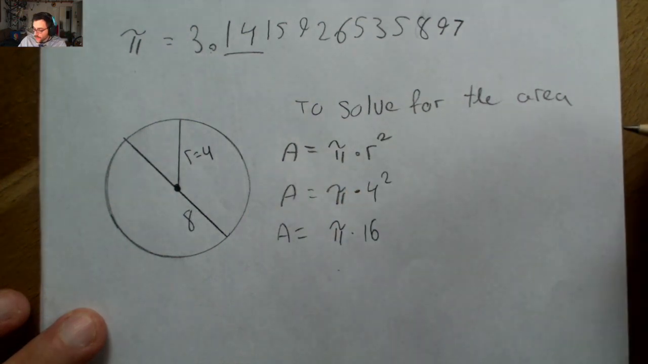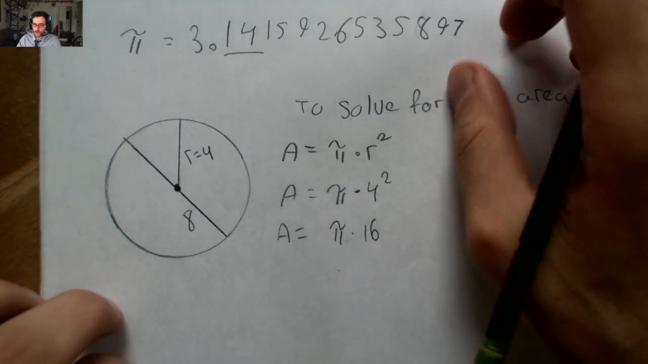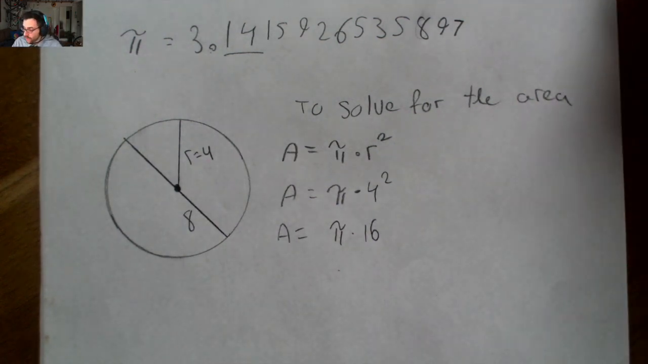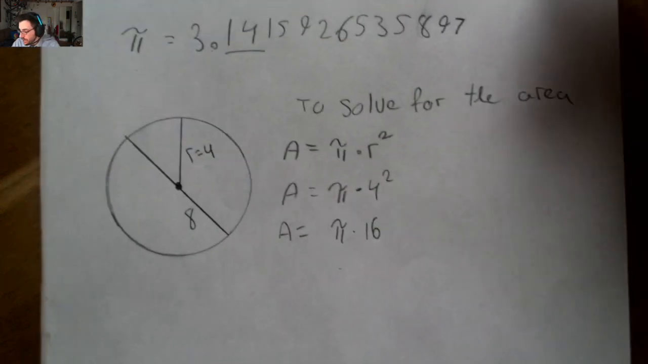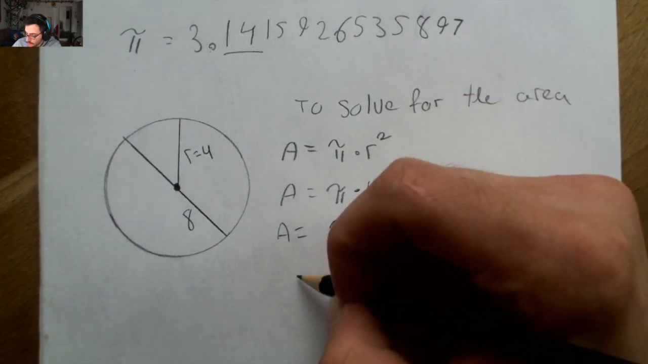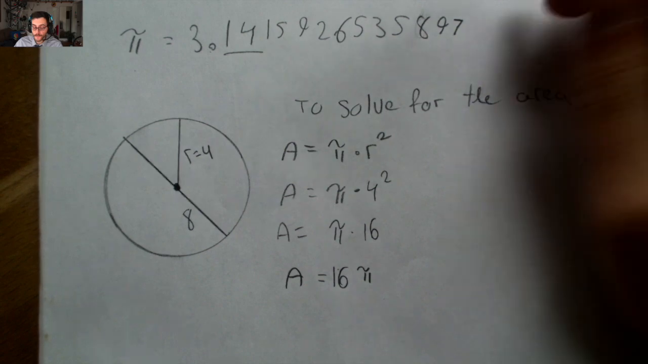And typically the way that this is written out, normally you don't solve for pi, you don't put pi in the calculator, you don't do 16 times 3.145, yada yada yada. You just leave your answer as 16 pi for your area.